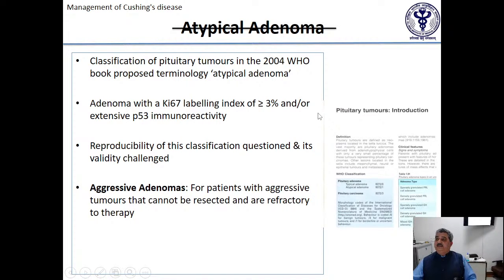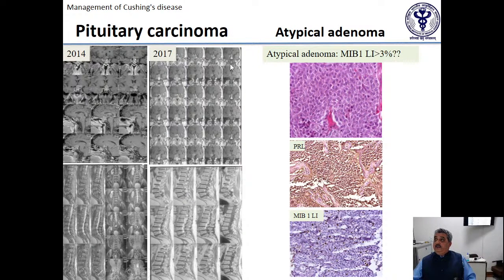So in the latest classification, atypical adenoma, which was based on the MIB labeling index, this term is obsolete. This is discarded. It has no meaning in the clinical practice. Now we use the term aggressive adenomas, which is more of clinical and some of the pathological features. This was called as adenoma at that time in 2014 because the MIB was more than 3%, but in 2017 it metastasized to the spinal cord.